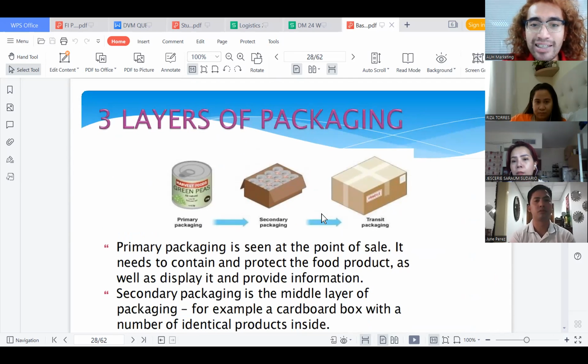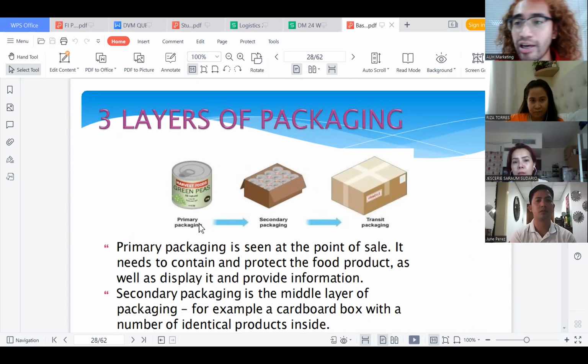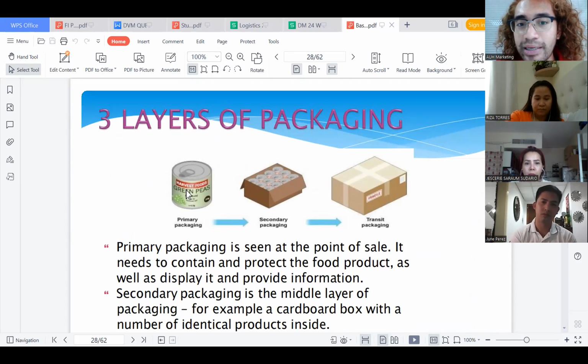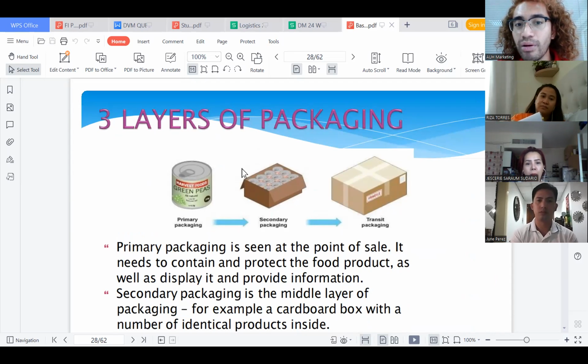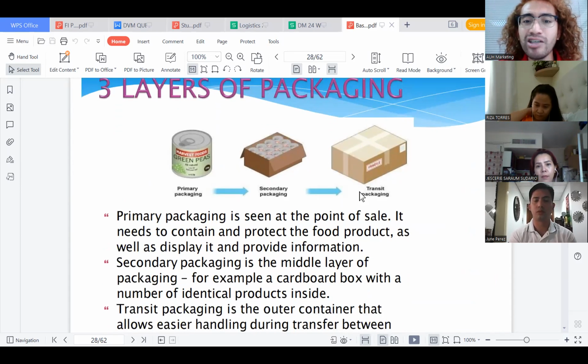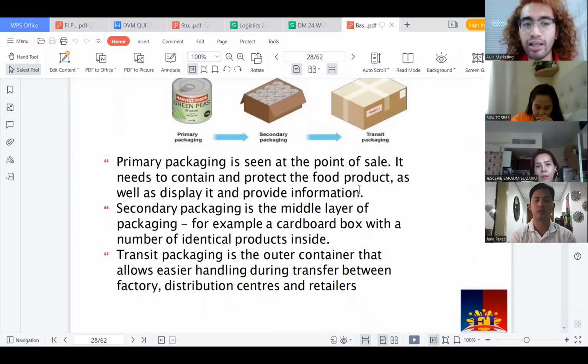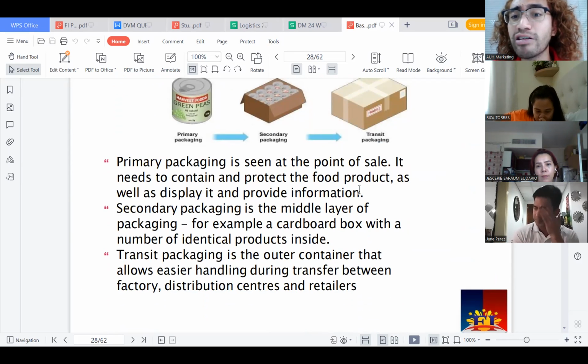3 layers of packaging. Ito na siya. Primary packaging para maprotektahan ang product. Secondary packaging, yung box. Transit packaging, when you tape it. Primary packaging is seen at the point of sale. It needs to contain and protect the food product as well as display and provide information.